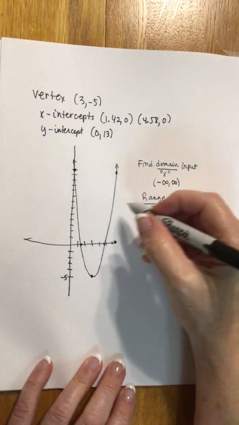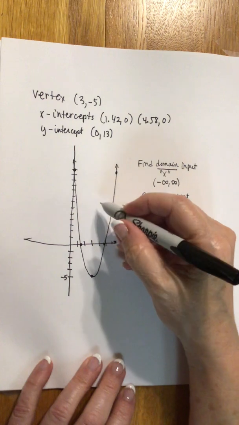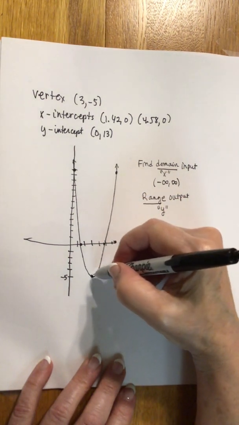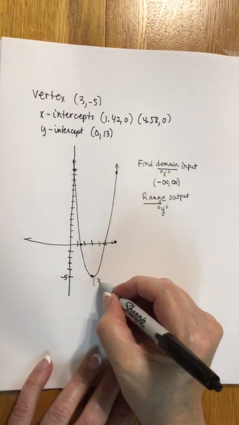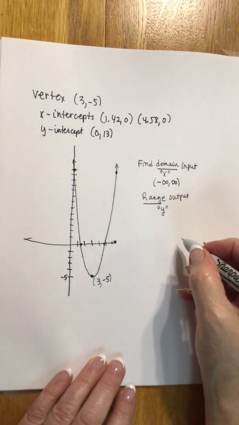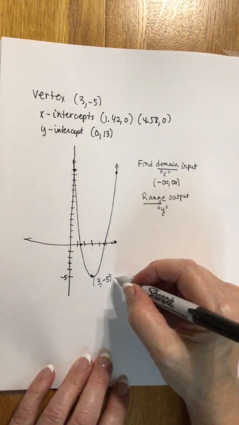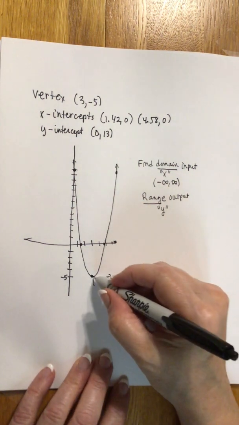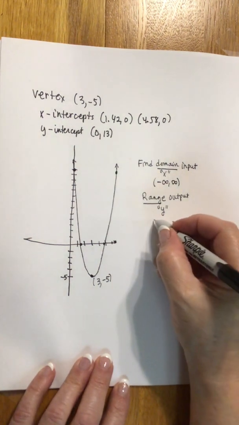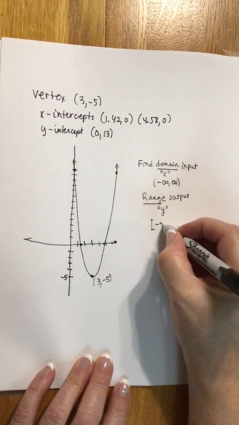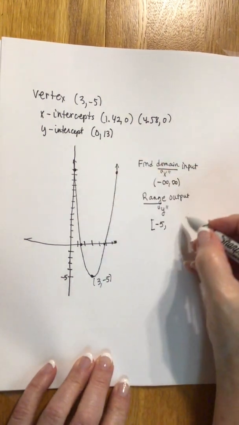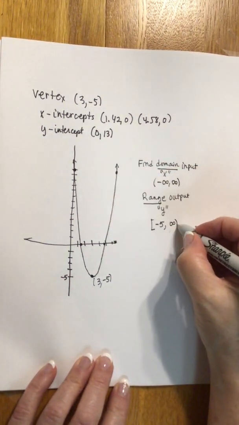Now my range is how far up and down I'm going. So down here, it stops at this point, which was our vertex. So our vertex was (3, -5). So the lowest value that y goes to is negative 5, and it includes that dot. So we know that to include the dot, we're going to have brackets, negative 5. Then these arrows indicate that it goes up into positive infinity.